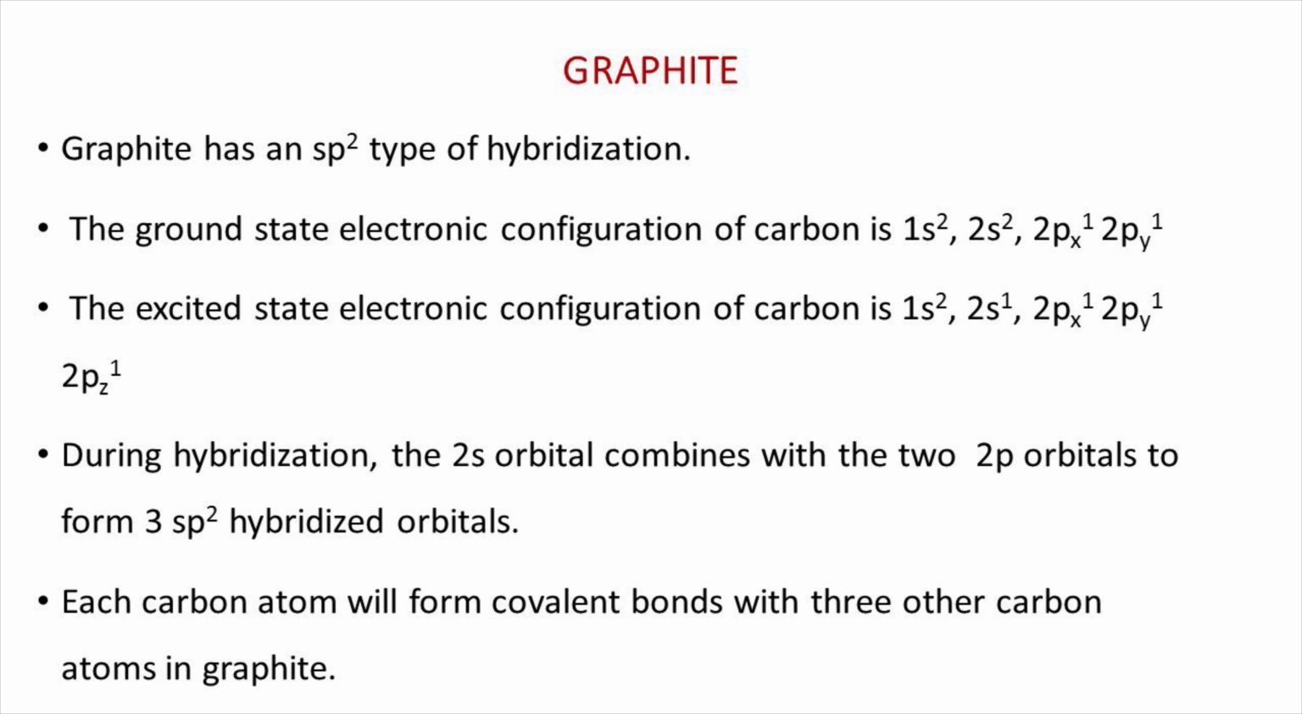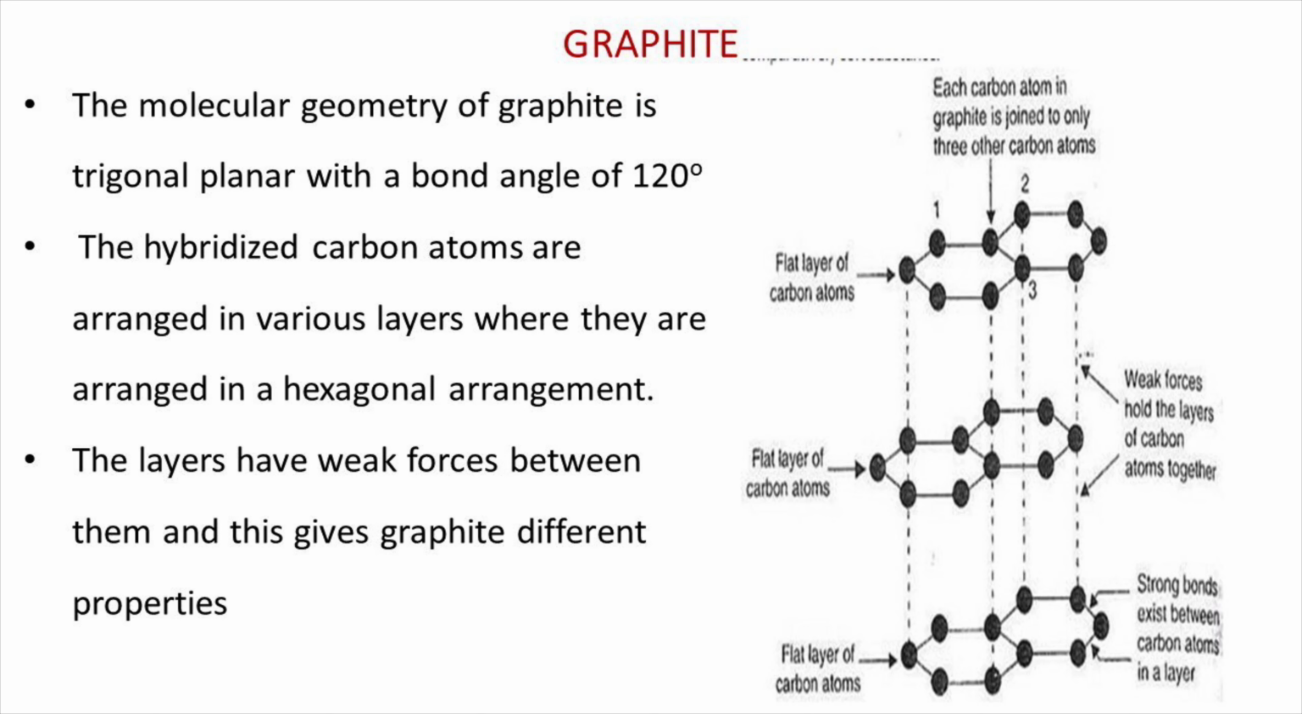During hybridization, the 2s orbital combines with the two 2p orbitals to form 3 sp2 hybridized orbitals. Each carbon atom will form covalent bonds with 3 other carbon atoms in graphite. The molecular geometry of graphite is trigonal planar with a bond angle of 120 degree. The hybridized carbon atoms are arranged in various layers where they are arranged in a hexagonal arrangement. The layers have weak forces between them and this gives graphite different properties.